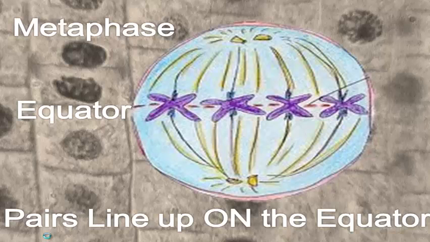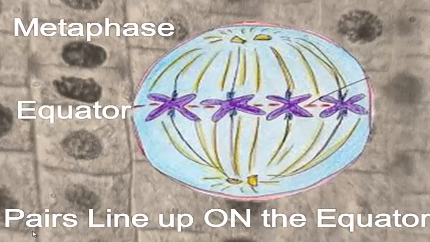Metaphase. Metaphase is technically the second phase. A lot of people think of it as the third if you count interphase as the first. But it is the second phase. And metaphase is where the chromatids' copies line up on the equator.